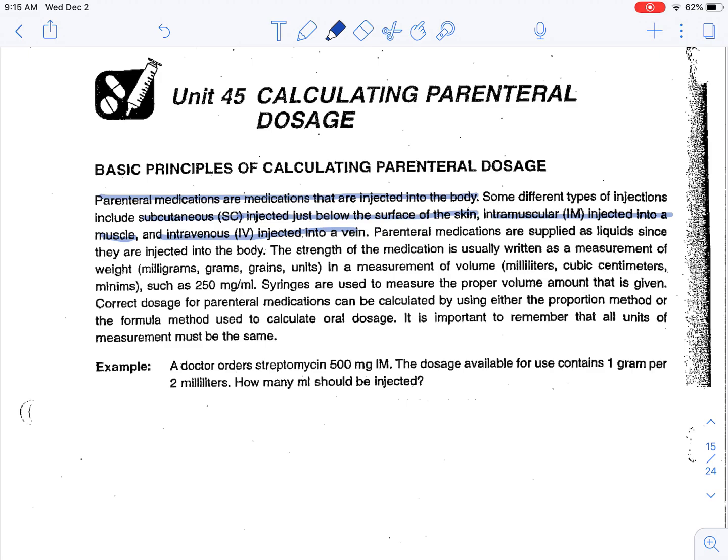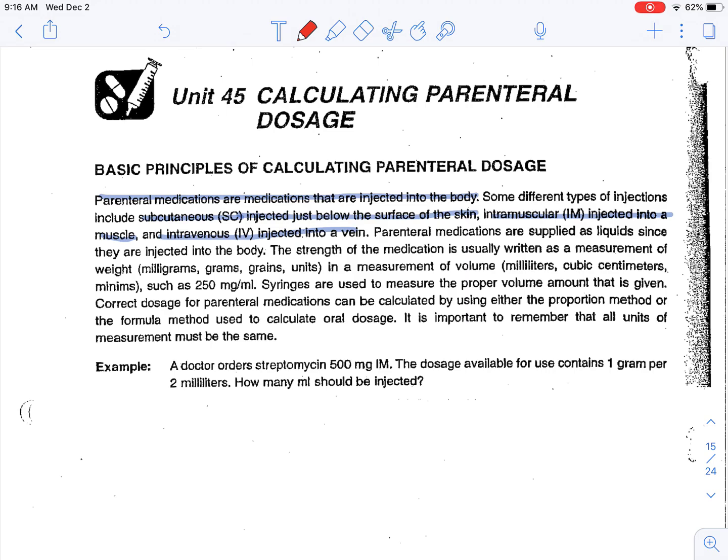The way we calculate is very similar, except I want you to keep in mind that these are things that are injected. So they're going to be liquid, and they're also going to be probably small measurements. If you get a calculation that is a large measurement, maybe you should ask yourself, does that seem right? We're going to do a couple examples together, and then I'm going to have you guys practice the ones on the Google quiz. This example says a doctor orders streptomycin, 500 milligrams IM, which means intramuscular.